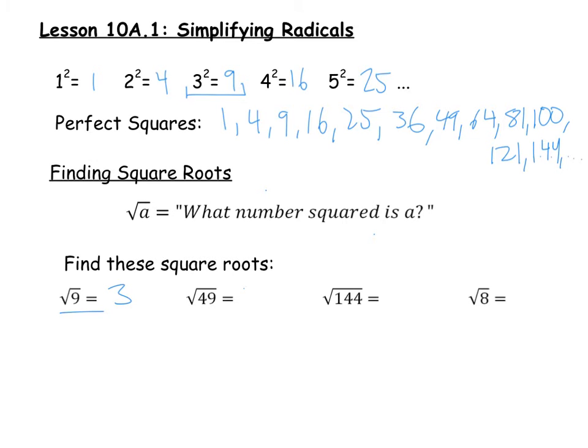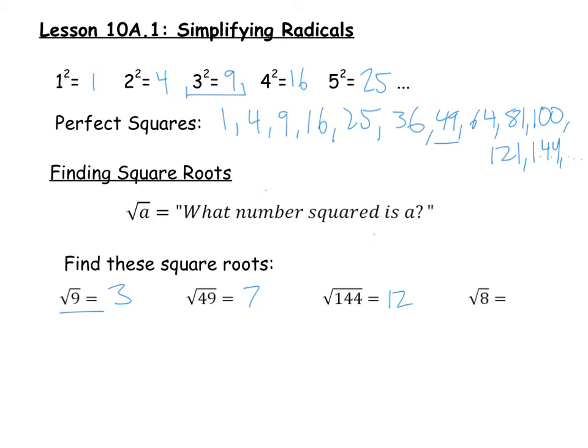What's the square root of 49? Well, that's going to be 7. We go through and we say, oh yeah, 7 times 7 is 49. How about the square root of 144? Well, going through our list here, is that a perfect square? It sure is. 12 times 12 is 144, so this is 12.